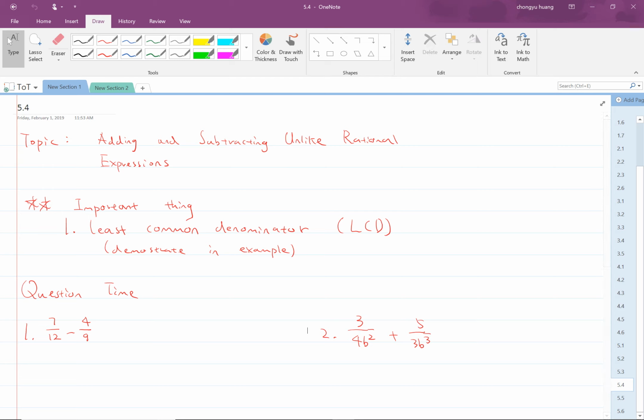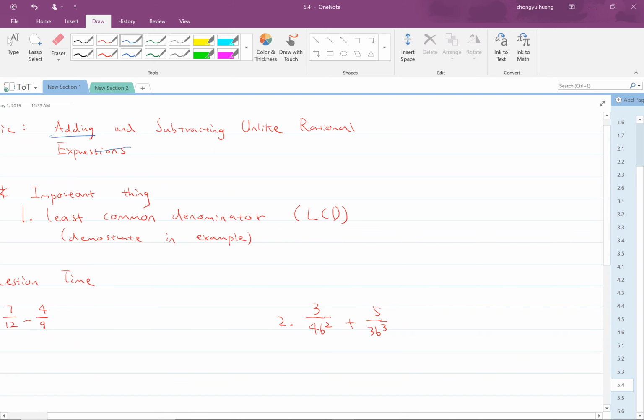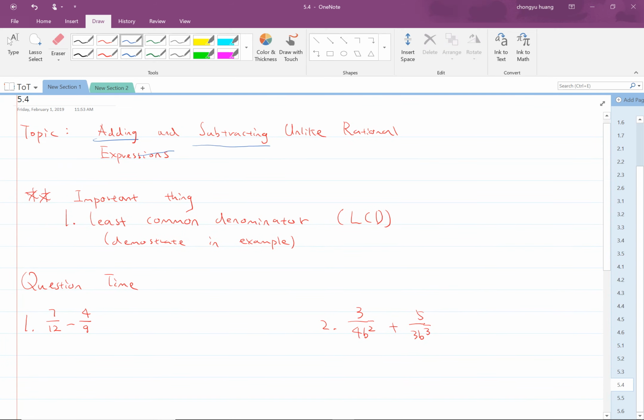Okay, so hello everyone. Our topic today will be adding and subtracting unlike rational expressions. Unlike rational expressions means their denominators are not the same.